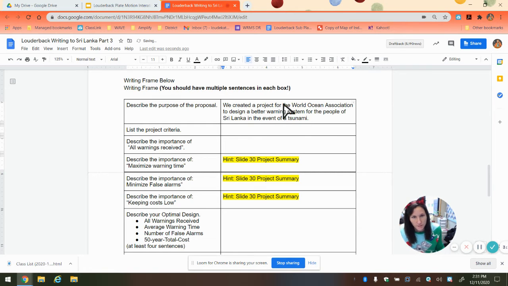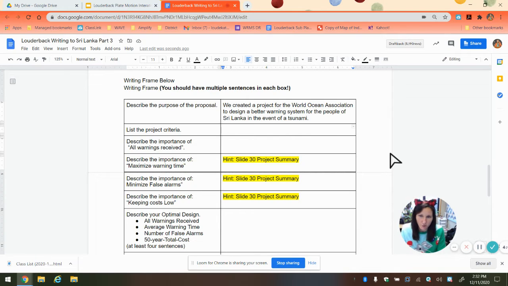What I love about this statement is that by adding the name of the organization you're working for, it adds credibility to your writing. We're adding the better warning system because they do have a warning system. We're just going to try to improve it. And then we also want to incorporate the location of the nation that's benefiting from this. In that case, it's Sri Lanka. The last thing is the geologic hazard we're working on. Plate motion creates a lot of geologic hazards: earthquakes, volcanoes, tsunamis. We're going to be focusing on the tsunami here.